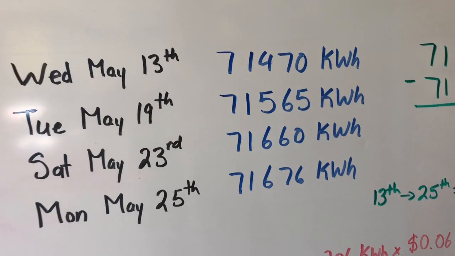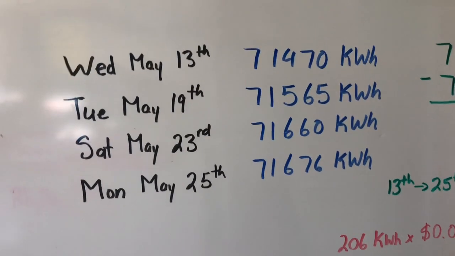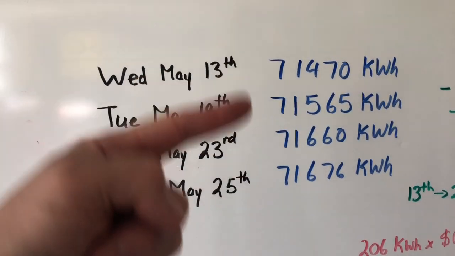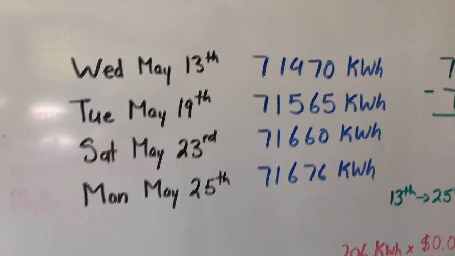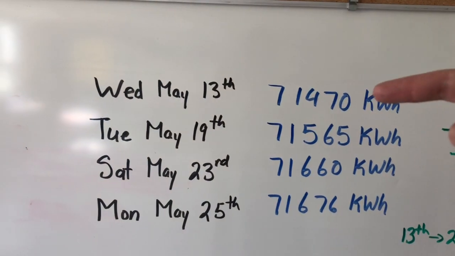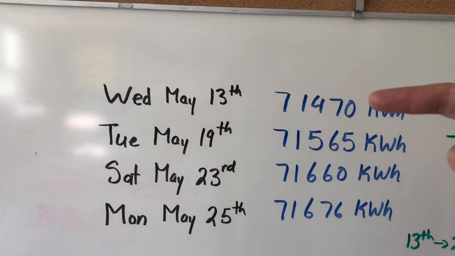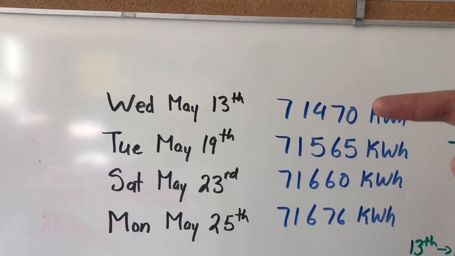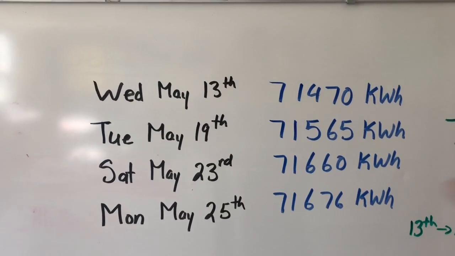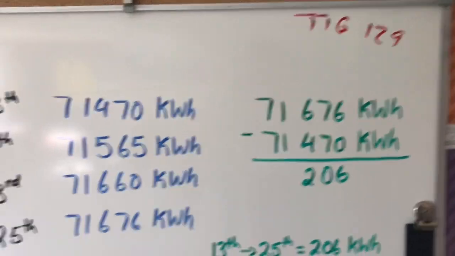71676 kilowatt hours. Now you'll have different numbers, but you should notice that your numbers will go up each time you read it because you're using power. Now to work out how much power you use, you start with your very first number and you subtract that from your last number.